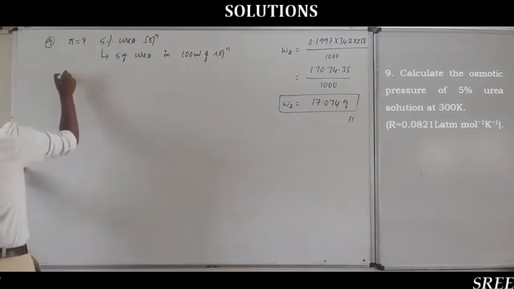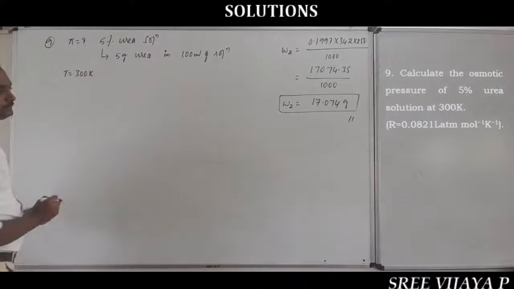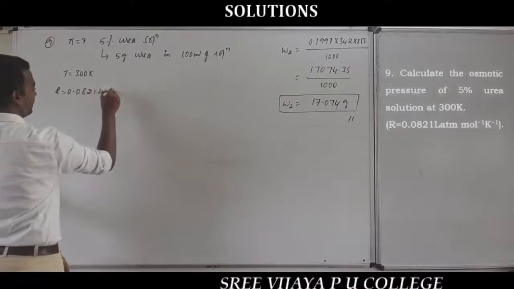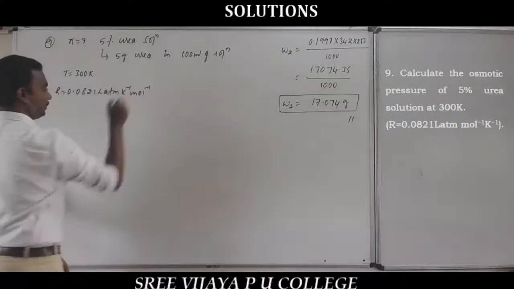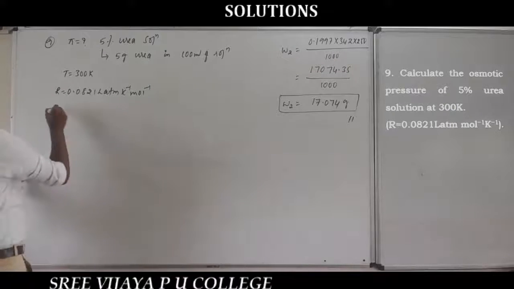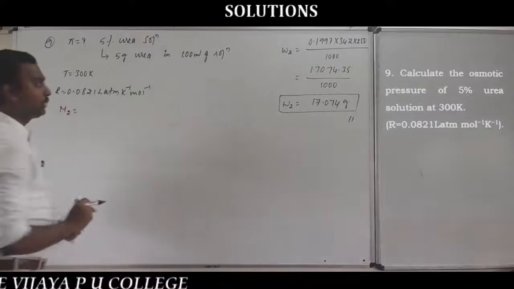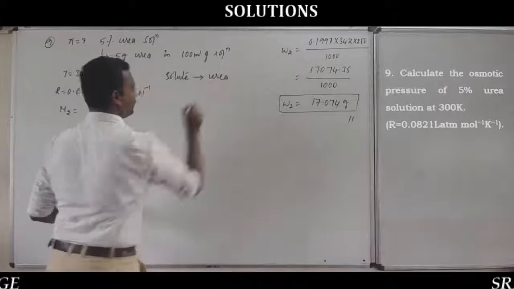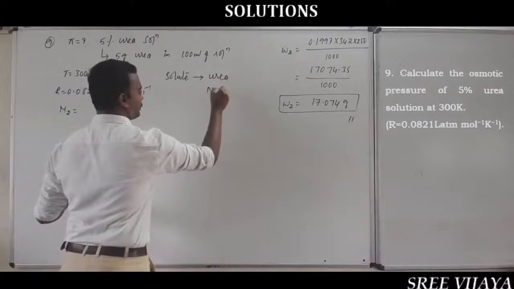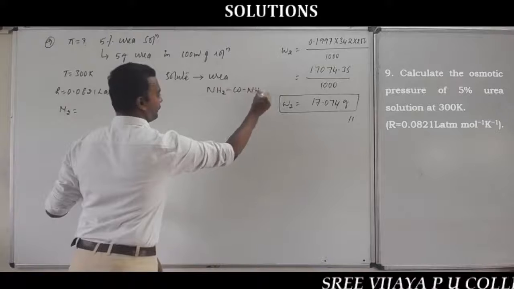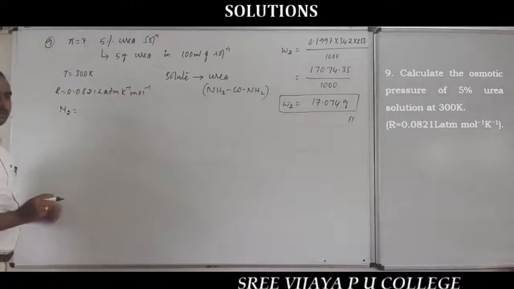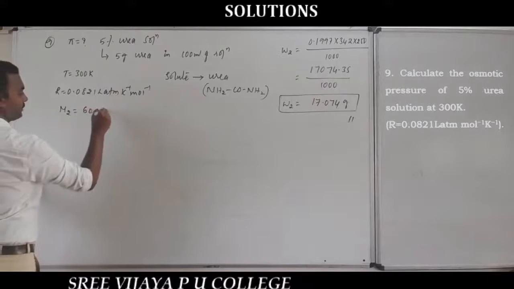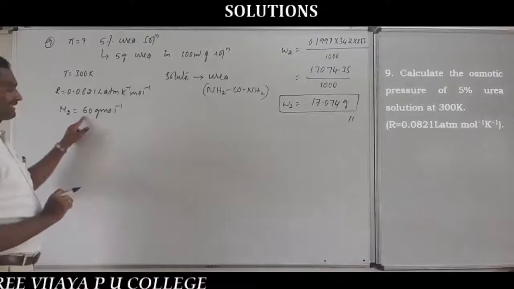What is the temperature given? Temperature is equal to 300 Kelvin. And what is the R value? R value is equal to 0.0821 liter atmosphere per Kelvin per mole. One more thing you have to calculate, that is M2. Which is the solute here? Solute is urea. What is the formula of urea? NH2CONH2. This is the molecular formula of urea. We already calculated this in the previous problem, so M2 is equal to 60 gram per mole.